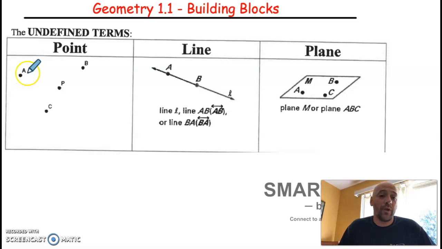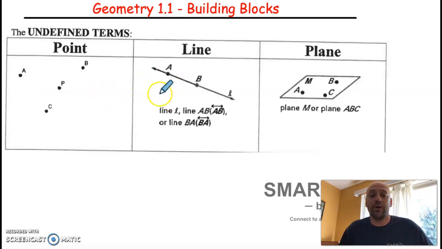But the way we label it, capital letters. Whenever we name a point, we write it as a capital letter. Lowercase letters mean something different. So again, it's our language that we use in geometry. So a point, capital letters.